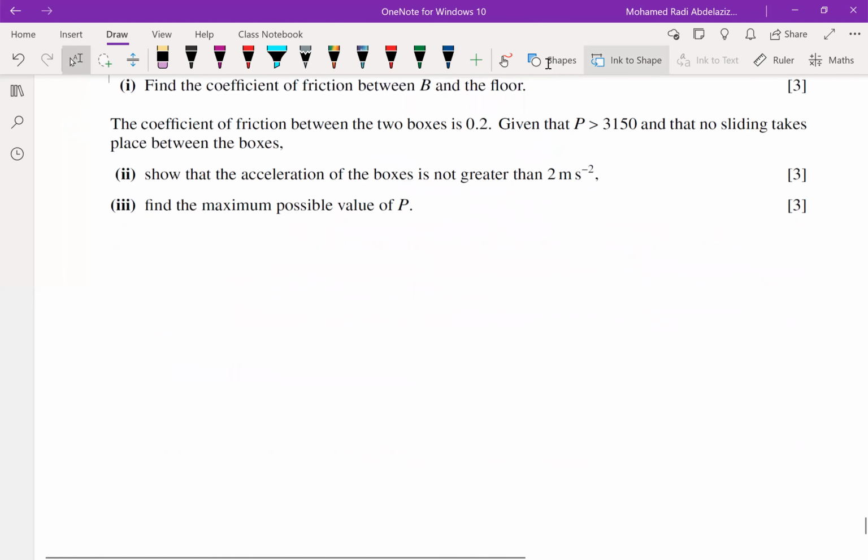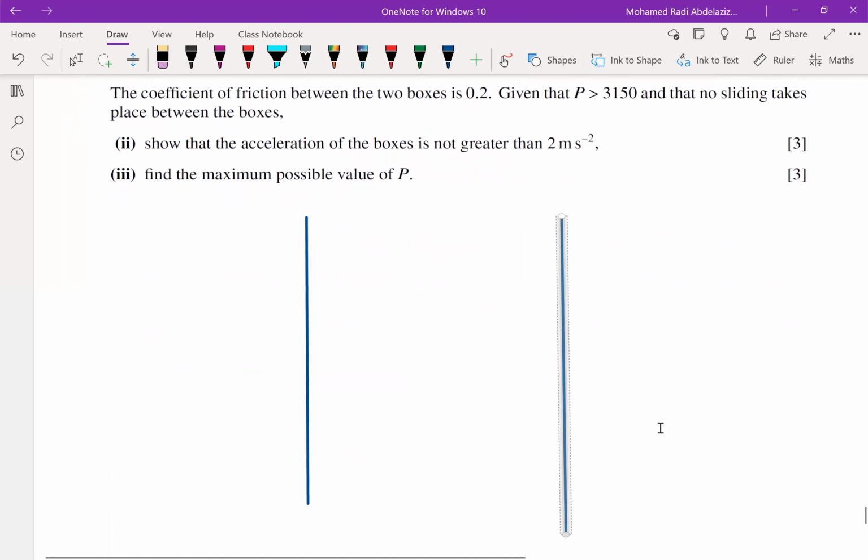First, I will divide this question into 3 parts. This is the first part, second part, and third part.